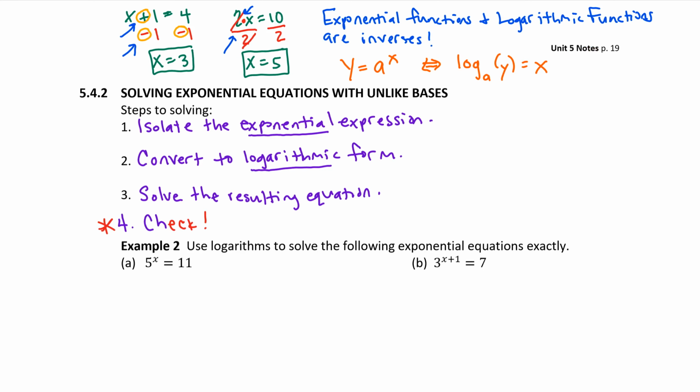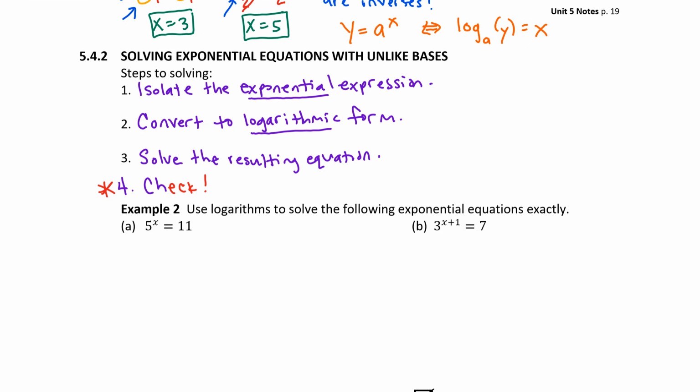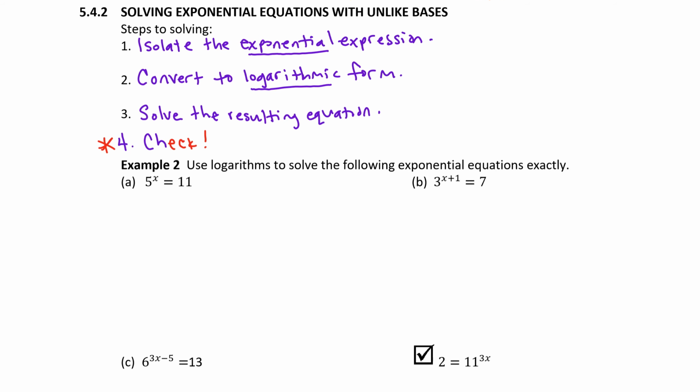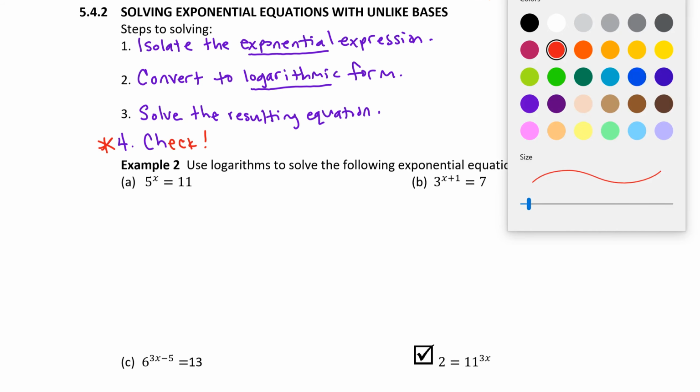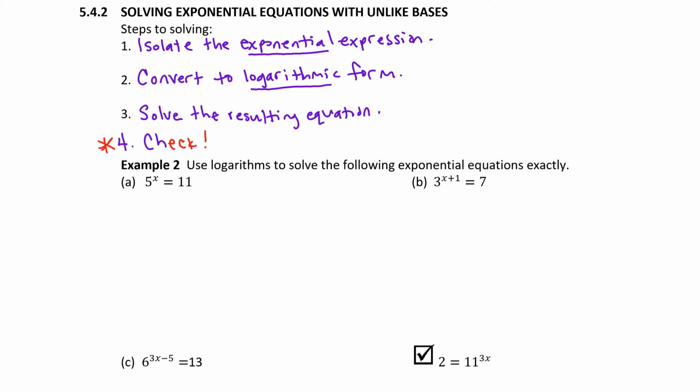So here we go. Example 2, use logarithms to solve the following equations exactly. So we are dealing with exponential equations. Our unknown is in the exponent. And notice for the equation 5 to the x equals 11, there is not a common base. I cannot write both 5 and 11 as a power of a common base. So the method that we learned in 5.4.1, getting like bases, that's out the window.